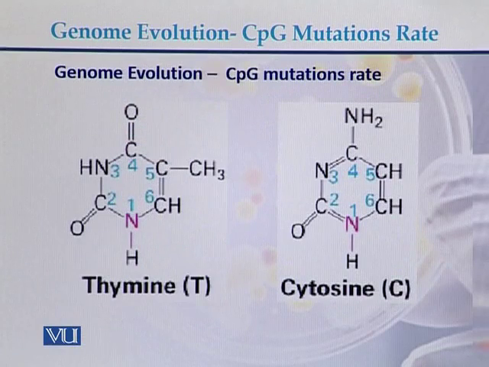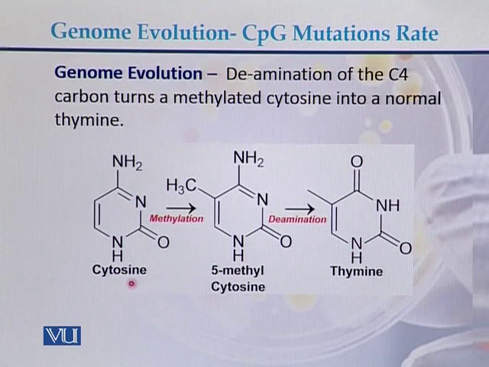These are the diagrams of thymine and cytosine. Here we can see that this is thymine and this is cytosine. In cytosine, we can see that at carbon number 4 there is an amino group. This shows how cytosine is converted into 5-methyl cytosine, and 5-methyl cytosine is converted into thymine. So deamination of carbon number 4 turns a methylated cytosine into a normal thymine.